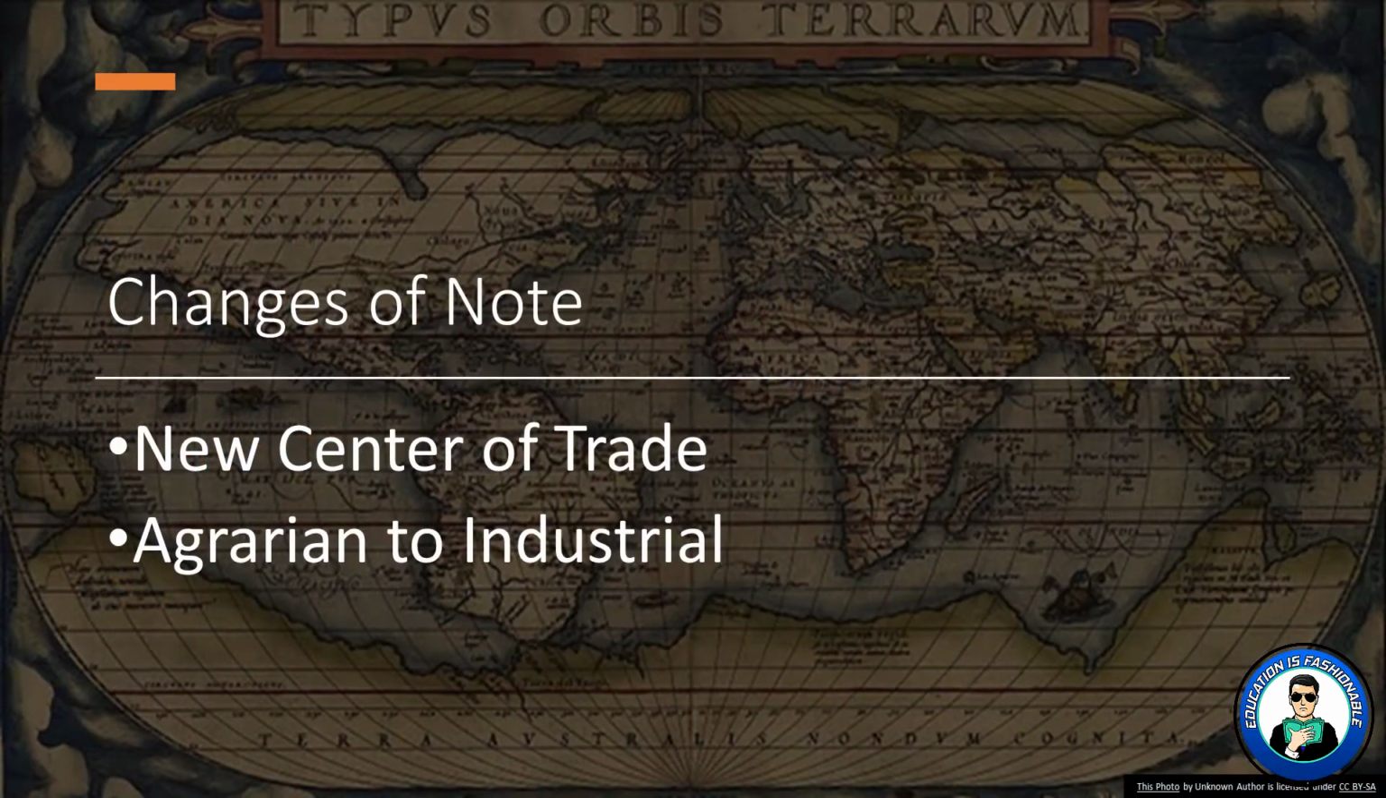Some of the things you need to take note of during this time is that Europe is making a transition. They're moving from an agrarian-based economy. If you're not familiar with what agrarian means, it just simply means we're farming. And we're going to be transitioning into more of one that's based on industrialism. We also have a change in where the center of trade occurs. The new center of trade will occur along the Atlantic seaboard, more specifically along Western Africa, Western Europe. But that's going to be part of the reason because of triangular trade that occurs.